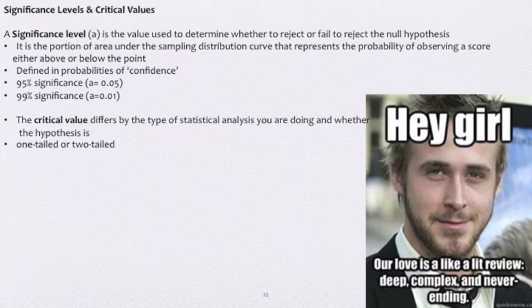A significance level is the value used to determine whether to reject or fail to reject the null hypothesis. It is the portion of area under the sampling distribution curve that represents the probability of observing a score either above or below the point.